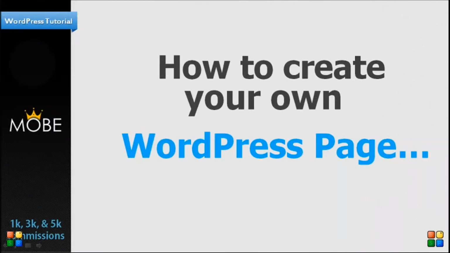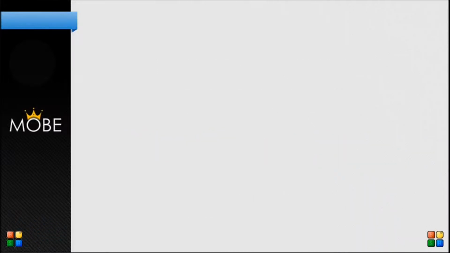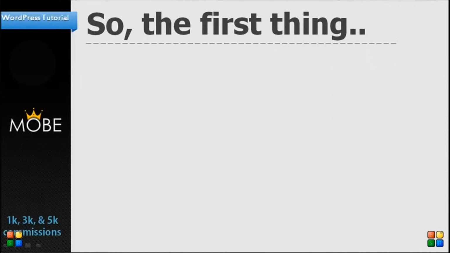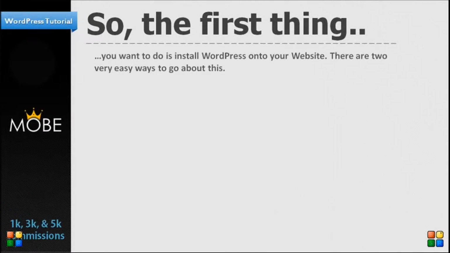How to create your own WordPress page. So the first thing that you want to do is install WordPress onto your website. And there are two very easy ways to go about this.